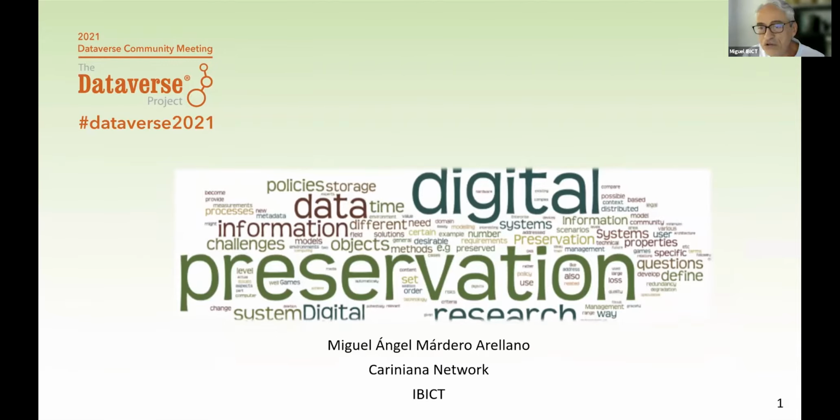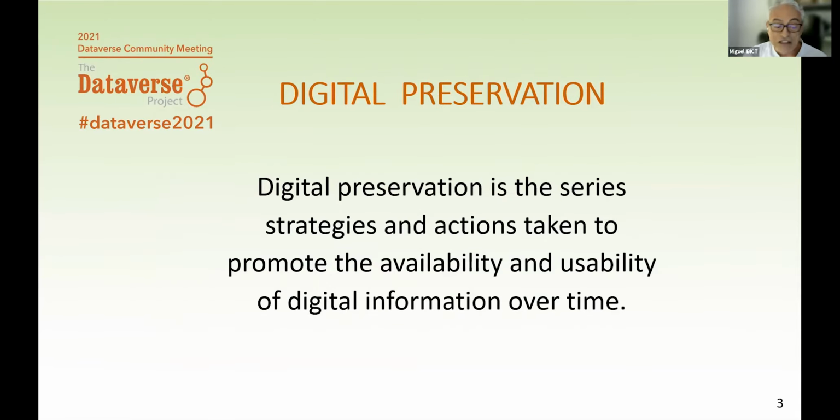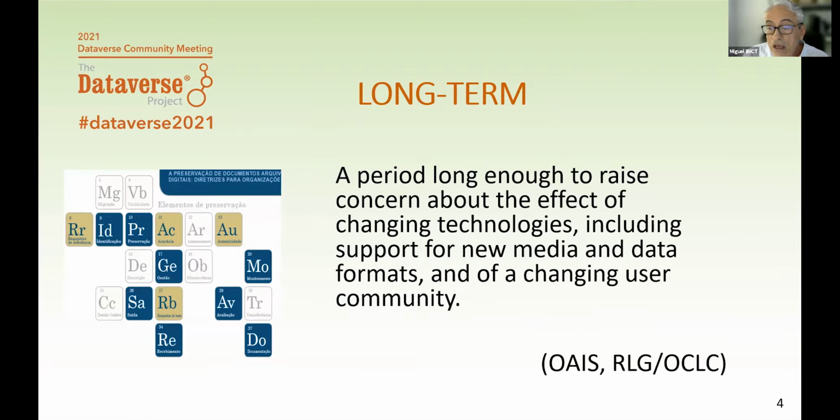Everybody here knows what a digital object and what digital information is. We can describe it as data encoded as a series of zeros and ones, stored on magnetic or optical media, requiring specialized hardware to read, specialized software to operate, an application to interpret it or render it into usable form, and also contextual knowledge. Everybody knows too that digital preservation involves very different tasks. Digital preservation is a series of strategies and actions taken to promote the availability and usability of digital information over time. We also need to understand what a long-term period means: a period long enough to raise concern about the effect of changing technologies, including support for new media and data formats, and of a changing user community.